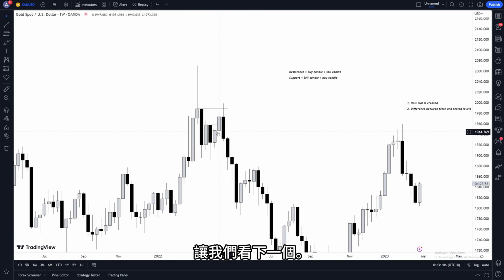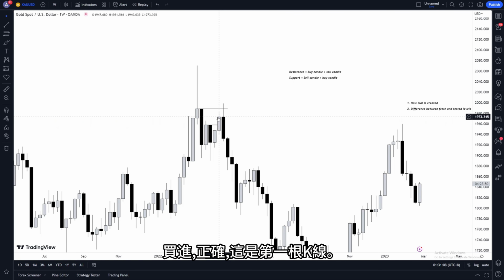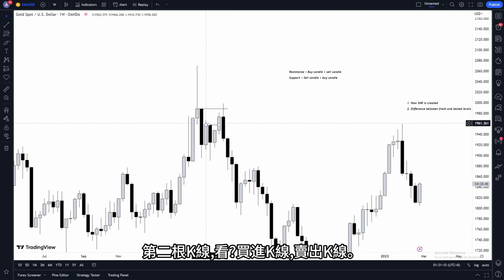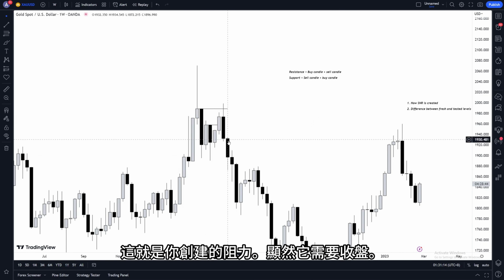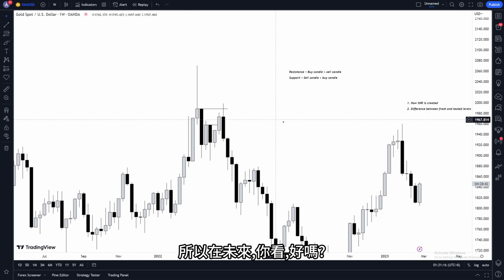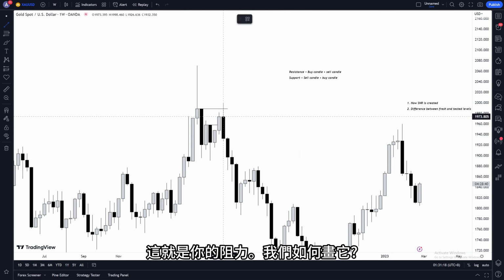Let's go for the next one. Buy, correct. This is the first candle. Second candle, see? Buy candle, sell candle. Sell candle. That's your resistance created. Obviously it needs to close. So then in this future, then you look, okay? That's your resistance. How do we draw it? From the body close of the first candle.